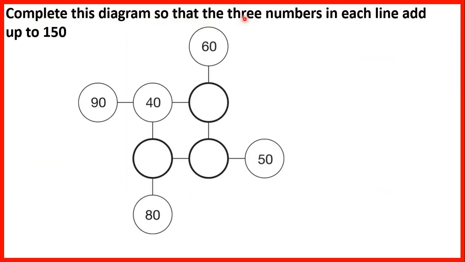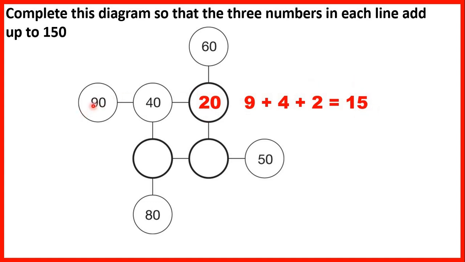Complete this diagram so that the three numbers in each line add up to 150. So we want to start with a line that already has two numbers. So we don't want to start with this line here because there are two numbers that we don't know. So there are lots of possible answers for what these two numbers could be if we start with this line. But if we start here, 90 plus 40 is 130, and then we need another 20 to make 150. 9 plus 4 is 13, plus 2 is 15.